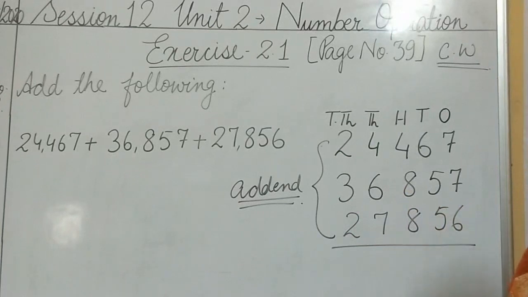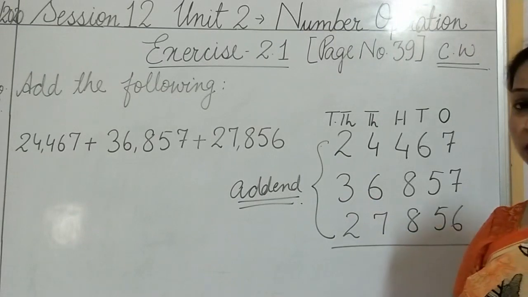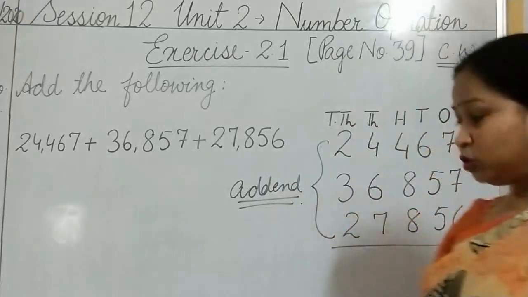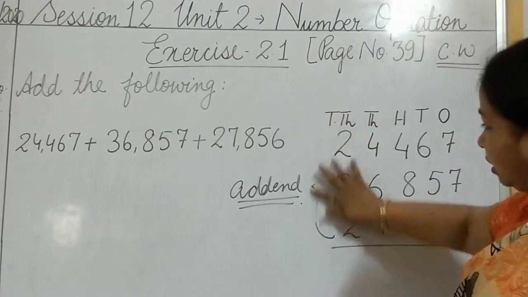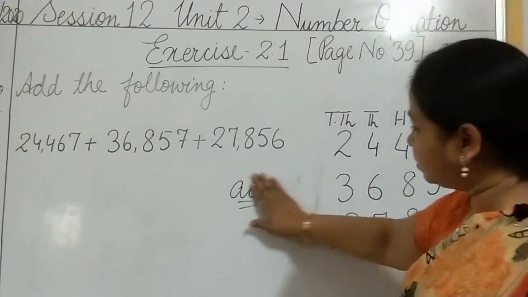Let us start doing the addition. I have not yet placed the symbol. So how will I know that I have to do addition? Although it is written add over there. So shall I erase this? Okay. Now you are clear what these terms are known as? These are known as addend.